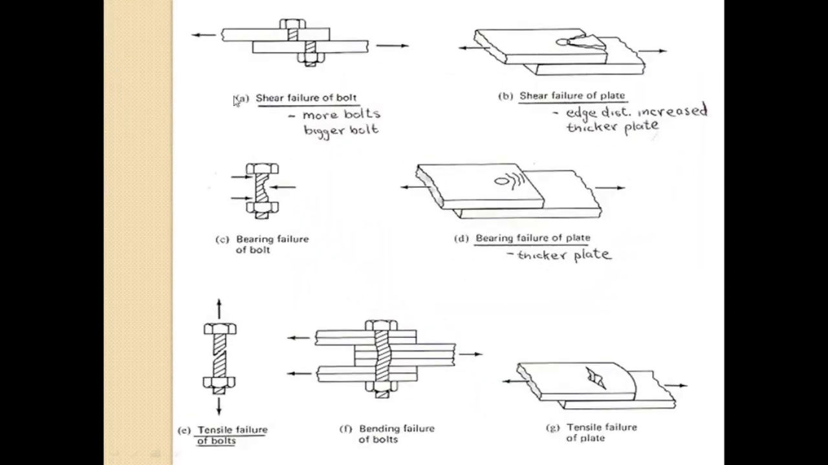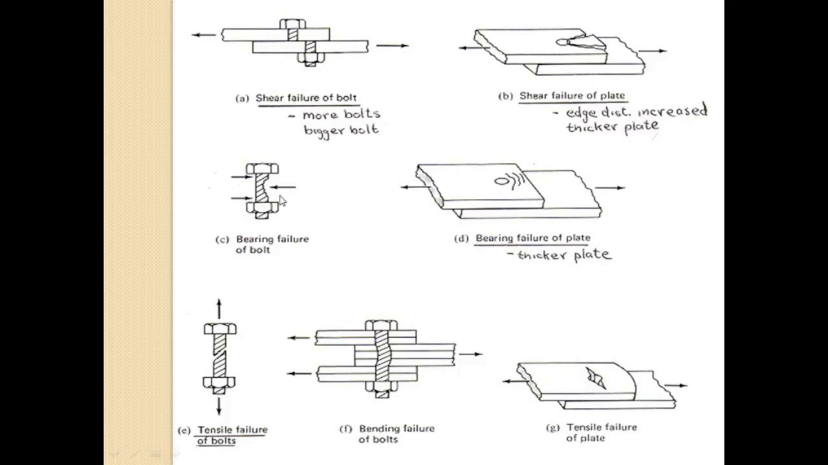Here we can see the total types of failure. Shear failure of bolt can be overcome by providing more bolts or a bigger size of bolt. Second, shear failure of plate can be avoided by increasing the edge distance or using thicker plates. Then the tensile failure of bolt, this type of failure occurs in tension, but it rarely happens. Then tensile failure of plate.